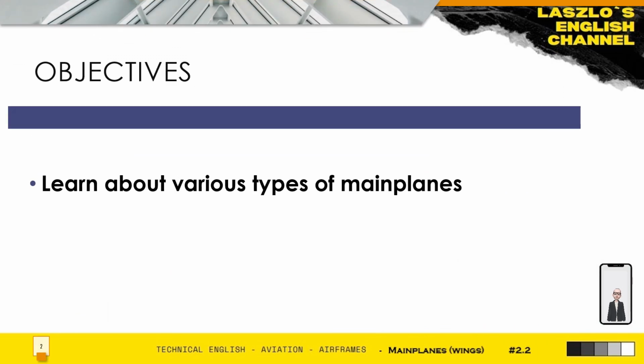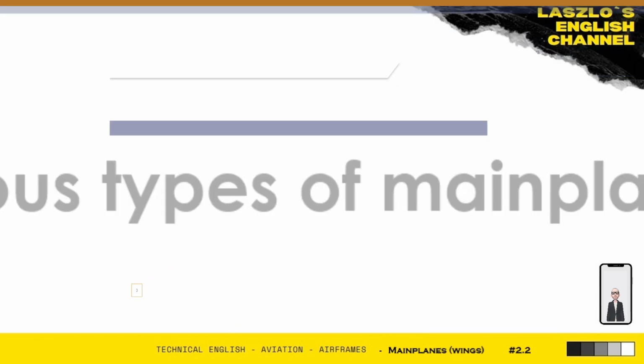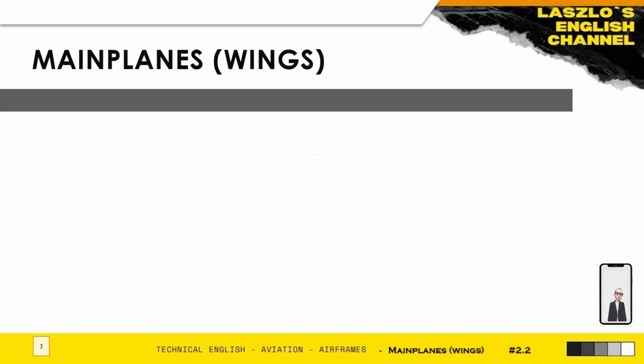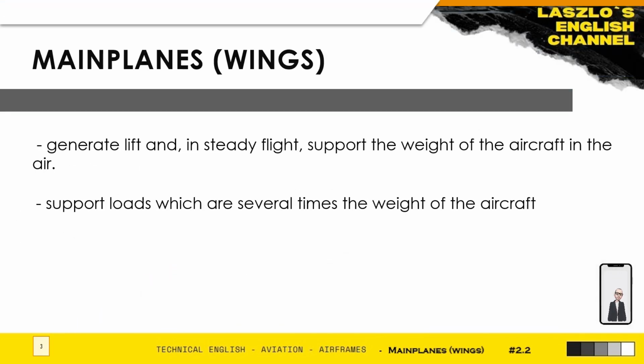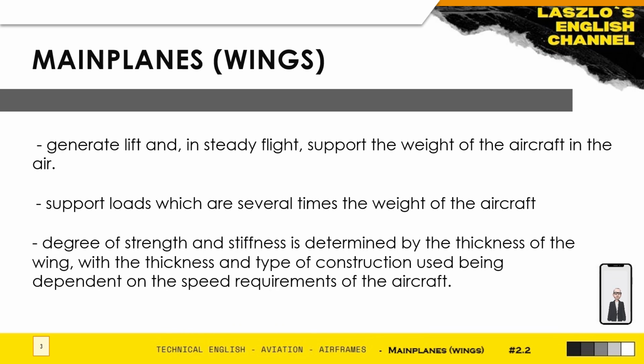Right here we are going to be talking about main planes or wings. The wings or main planes generate lift and in steady flight will support the weight of the aircraft in the air. When the aircraft is maneuvering, the wings will have to support loads which are several times the weight of the aircraft. So therefore the wings must have sufficient strength and stiffness in order to be able to do this.